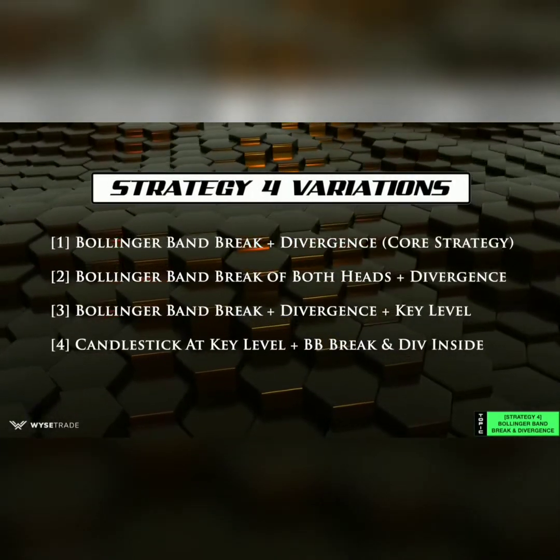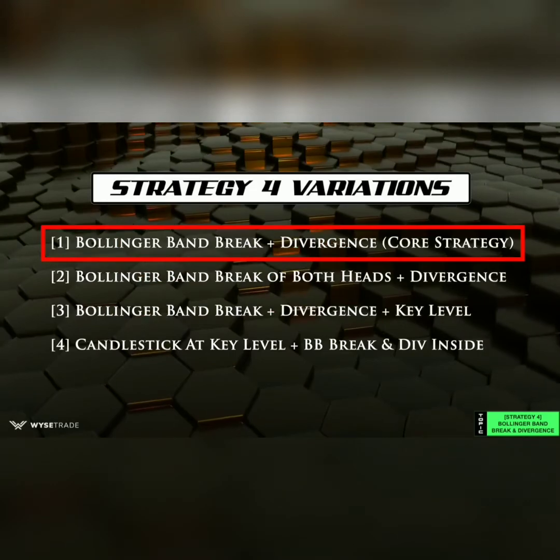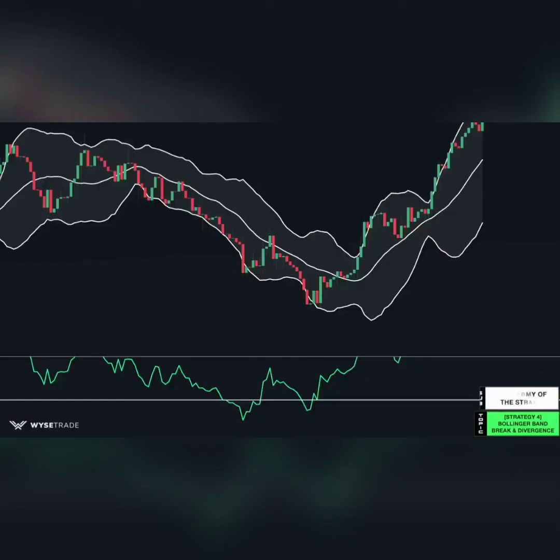So here are the 4 variations of the strategy. Starting with the first, which is the core formula of this entire strategy. Step 1. You first look for a Bollinger Band break like this, followed by a pullback back inside.